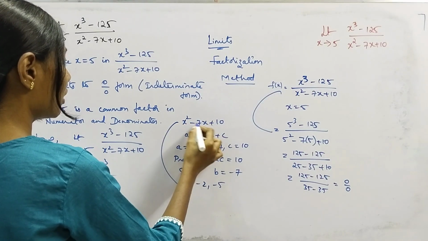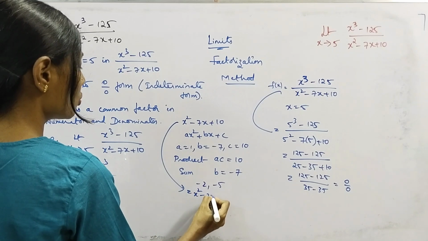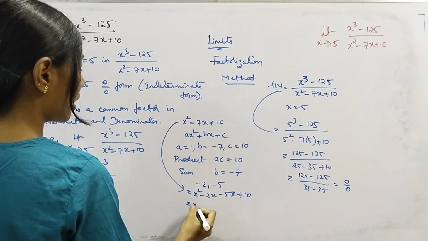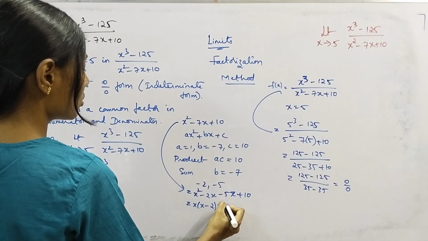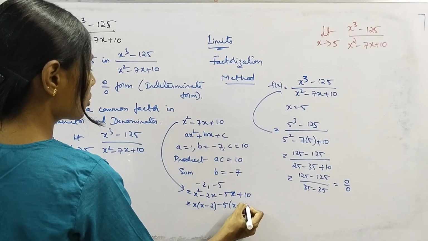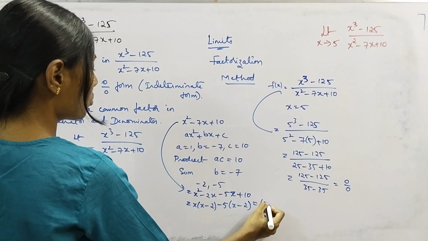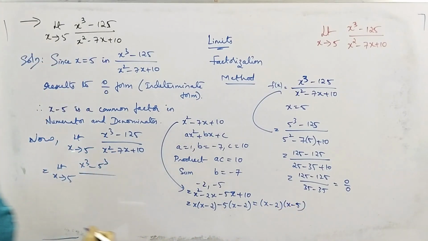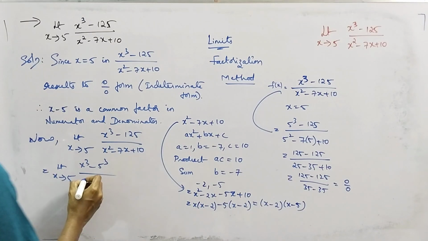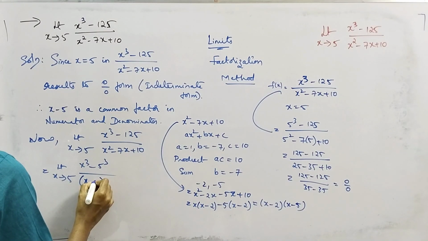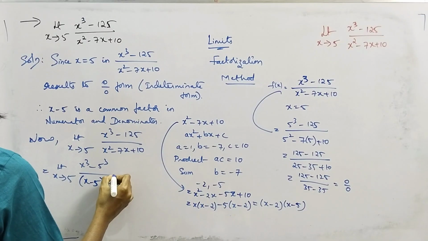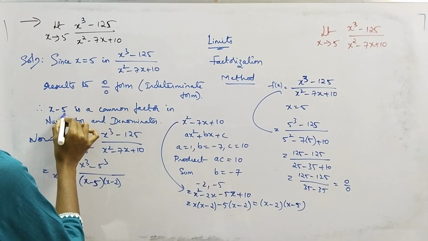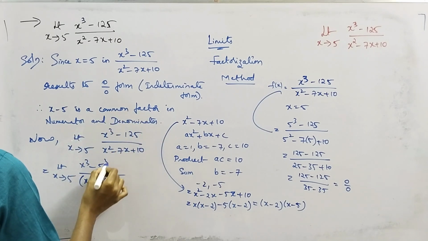Now we'll split minus 7x as minus 2x minus 5x plus 10. Take x common from the first two terms, and minus 5 common from the next two terms. Here x minus 2 is a common factor. Pull this out, and you'll get x minus 2 into x minus 5, so x minus 5 into x minus 2. See here, you got x minus 5 as a factor in the denominator, as I mentioned earlier.